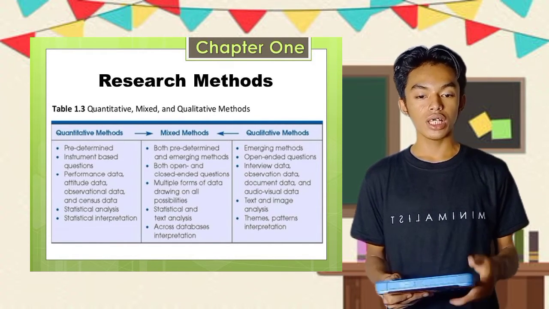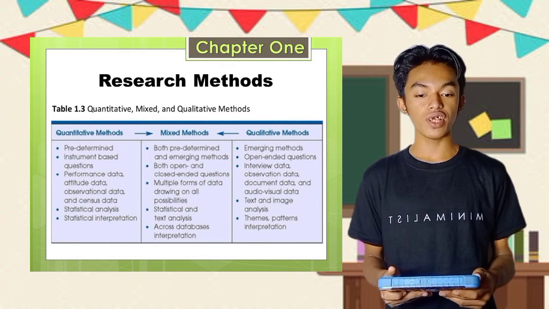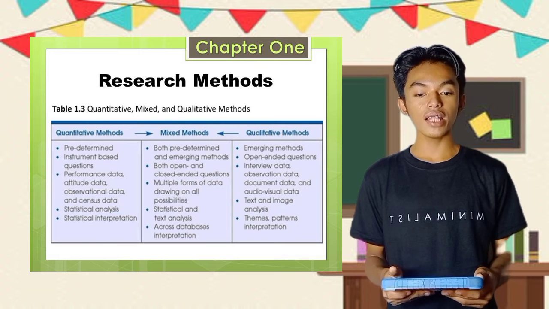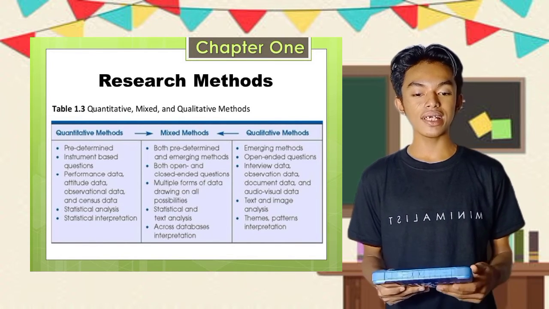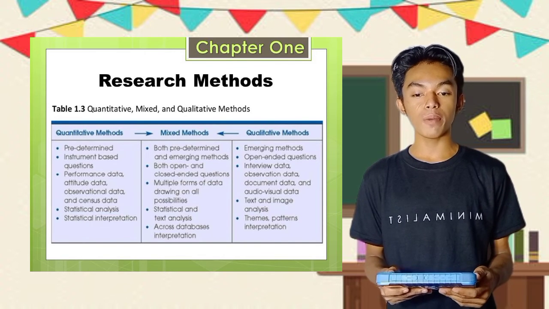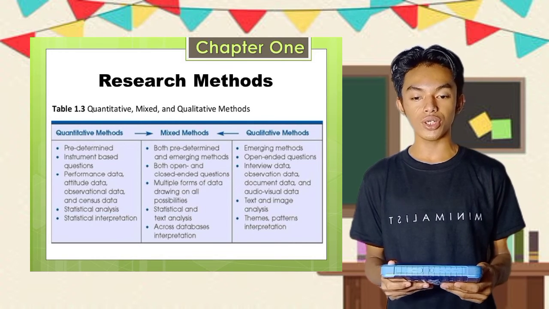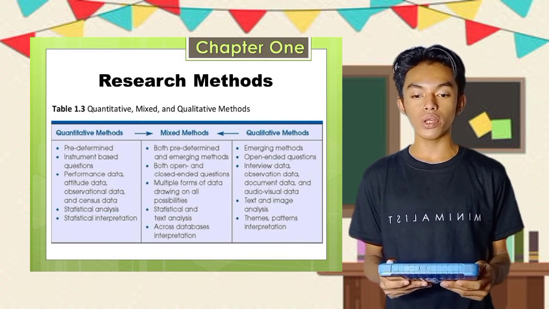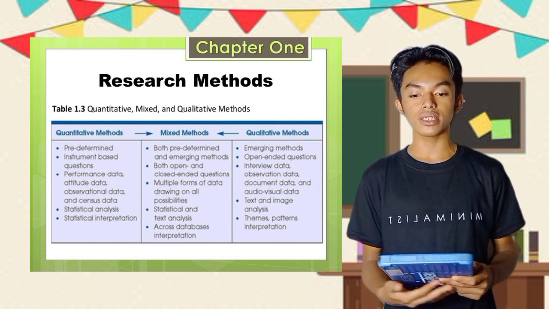Qualitative methods: emerging methods, open-ended questions, interview data, observation data, documented data, and audiovisual data. It also includes text and image analysis. And lastly, themes, patterns, and interpretation. So in mixed methods, both predetermined and emerging methods are used. Both open and closed-ended questions, multiple forms of data drawing on all possibilities, statistical and text analysis, and across database interpretation.